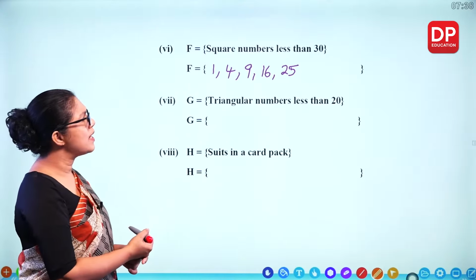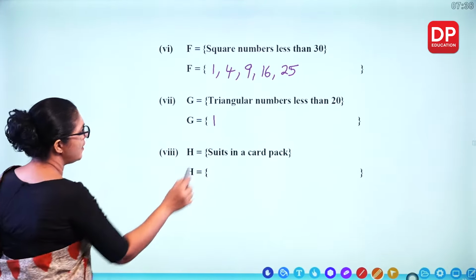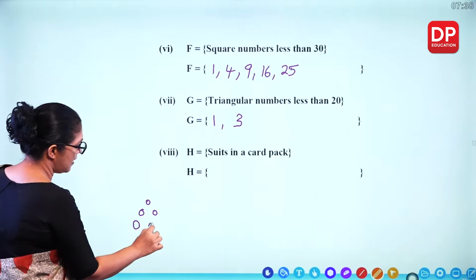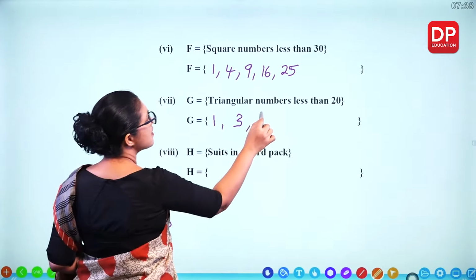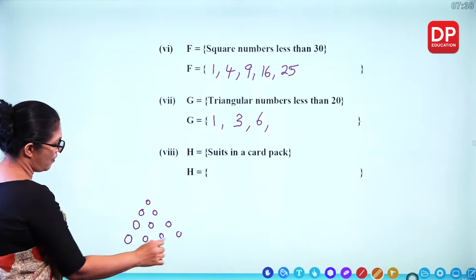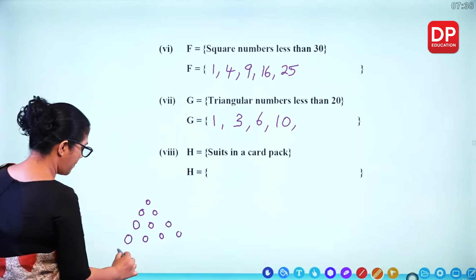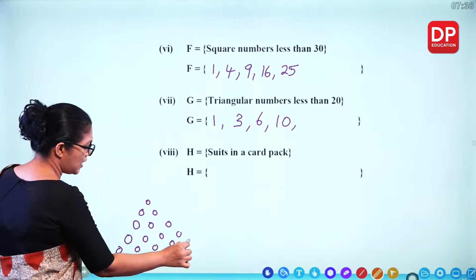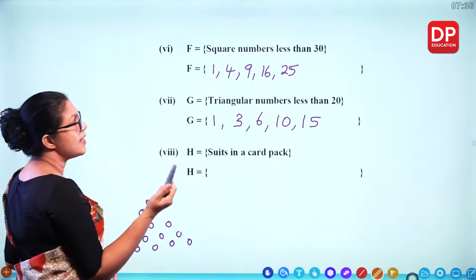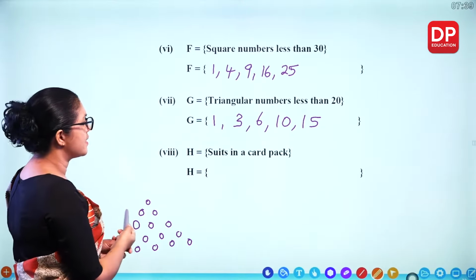Triangular numbers less than 20. What are triangular numbers? If we make a triangle starting from 1 and then 3, then 6, you are adding a row. Then 6 plus 4, 10. 10 plus 5, 15. 15 plus 6, you get 21. So that is more than 20, so you can't write it.